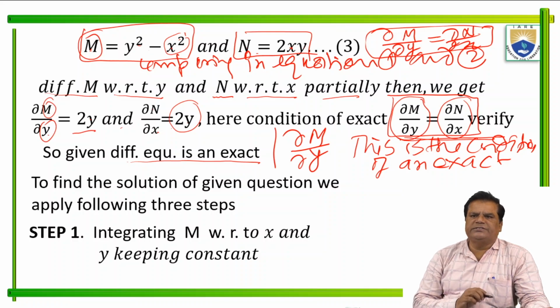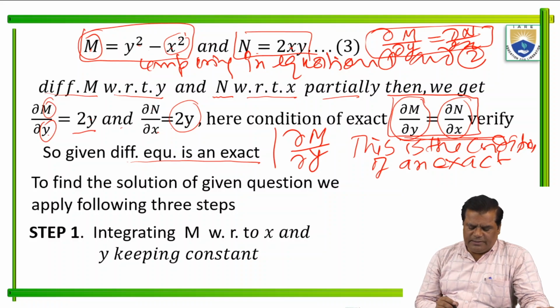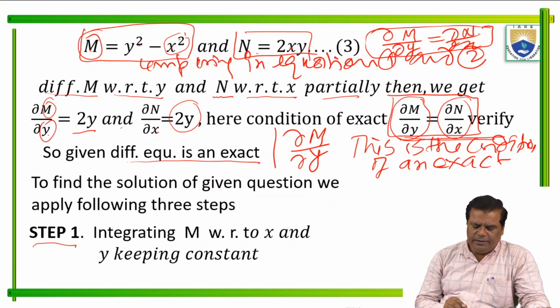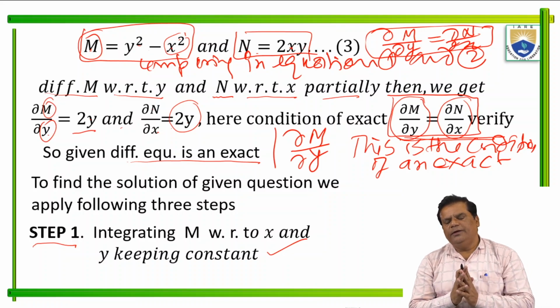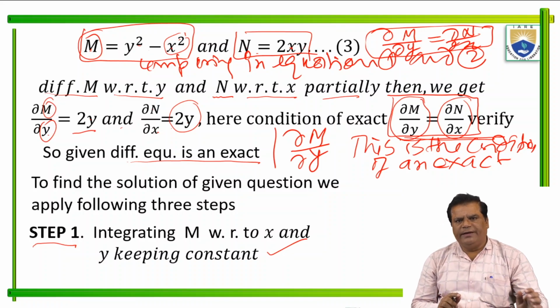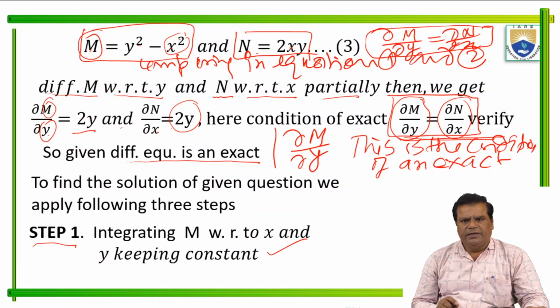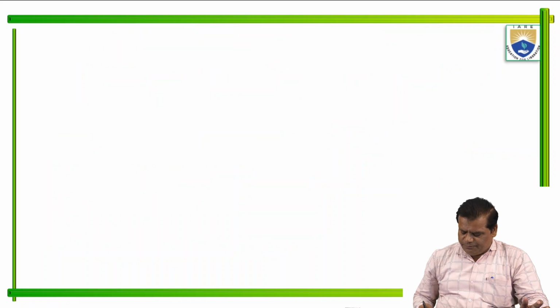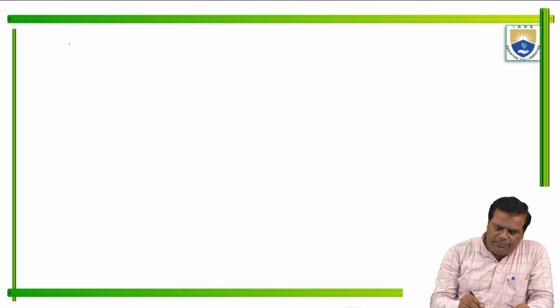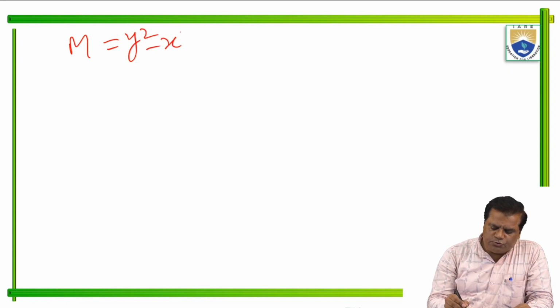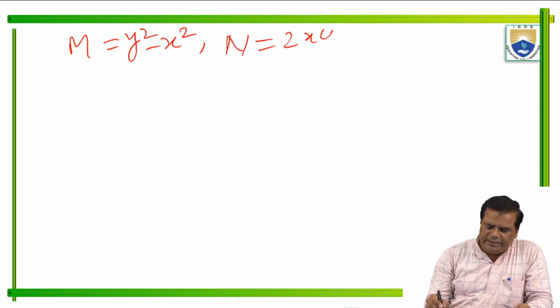We apply the following three steps to find the solution of the question. Step 1: integrate M with respect to x, keeping y as a constant. This is step 1, and then step 2. Now the question has M equal to y square minus x square and N equal to 2xy.